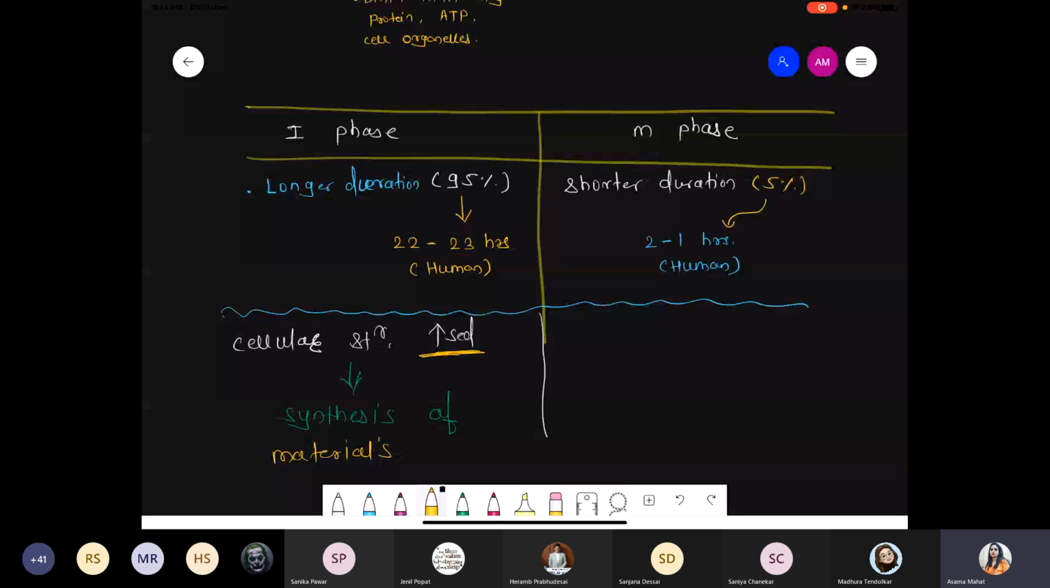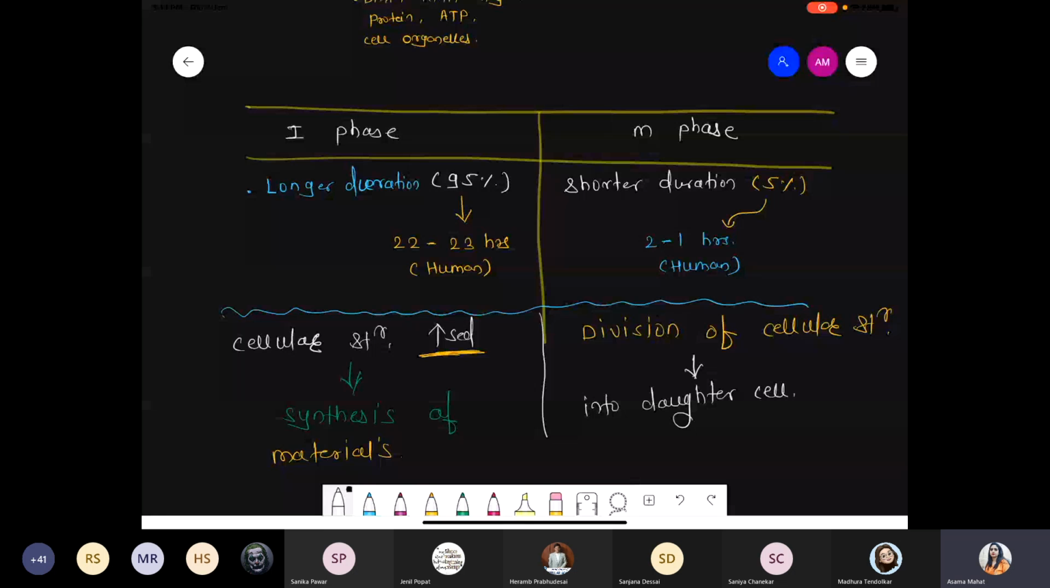And now in the M phase, there is division of cellular structure. Whatever material gets synthesized, ATP, enzymes, cell organelles, everything that was made, each and every material and each and every cellular structure divides into two daughter cells. So the M phase is where the division of cellular structure into daughter cells occurs. Okay?